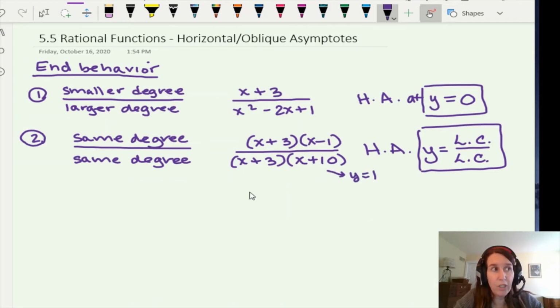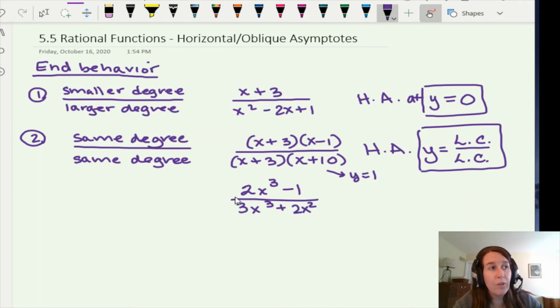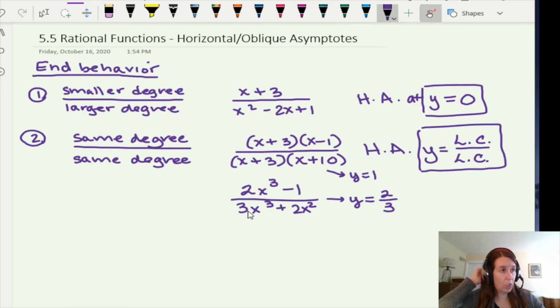To look at one more example like that, if we had 2x cubed minus 1 over 3x cubed plus 2x squared, whatever, right? The other terms are not relevant. We're really looking at that first term with its degrees, the leading term. Our horizontal asymptote would be y is equal to 2/3. We're looking at the 2 and the 3 there, the leading coefficient divided by the leading coefficient.